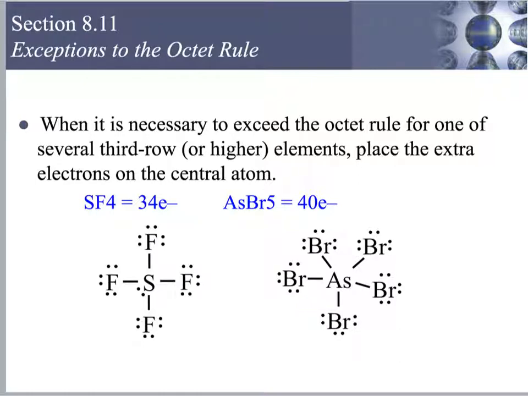So there's a specific situation that must exist in order to have expanded octet, and that is that we must have d orbitals available. So we don't start having expanded octets until we get to the third period on the periodic table, because that's the first time that we have a d orbital available.